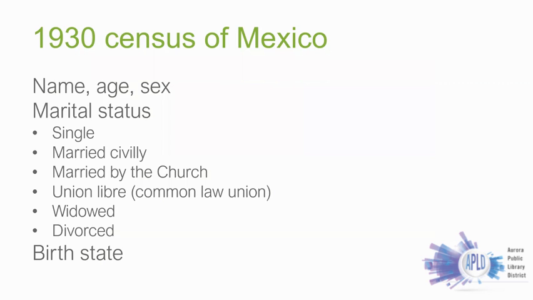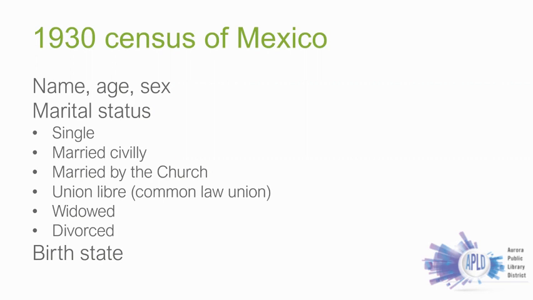And the information that you can find in there generally is the name of the person, their age, and their sex. And then we have several columns for marital status. There's single, married civilly, so that means civil registration, married by the church, meaning the Catholic Church. We have unión libre, which is a common law marriage. They weren't officially married anywhere, but they lived together. And then we have widowed and divorced. And then you have information about the birth state.